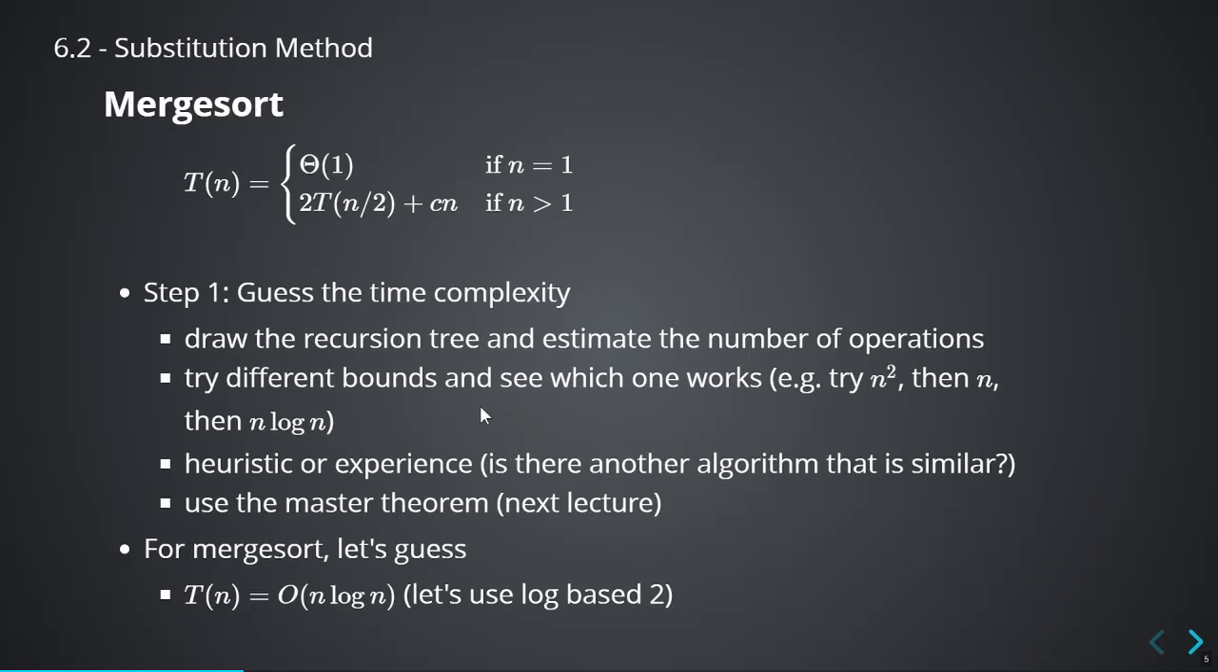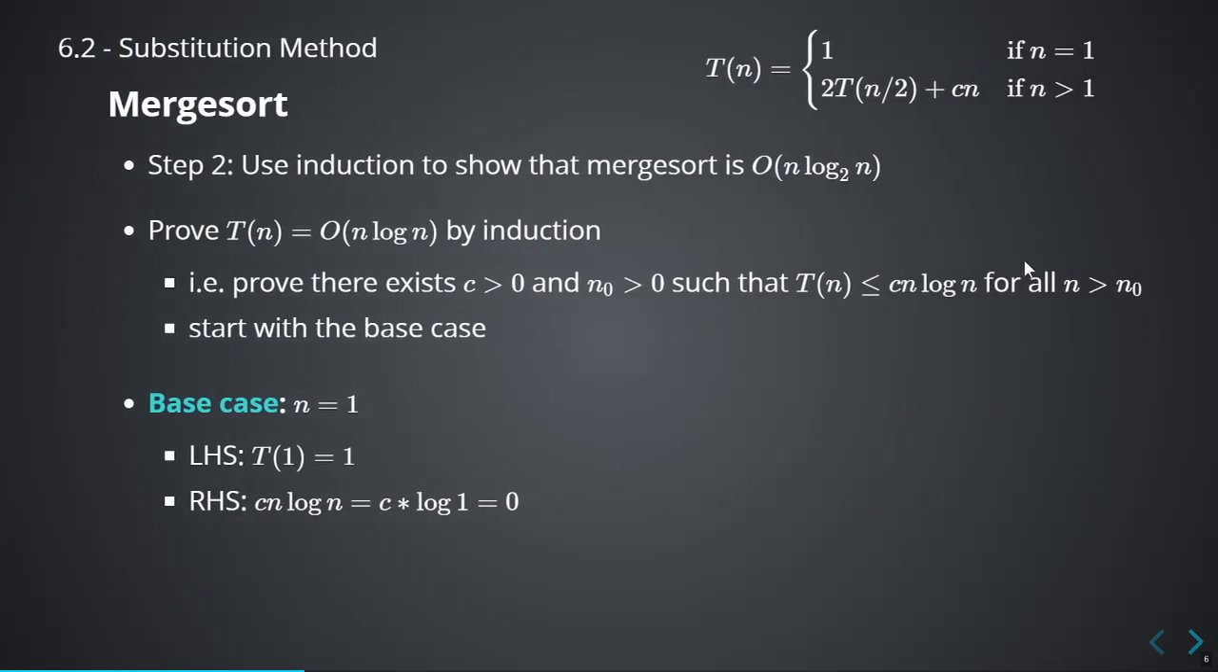So for our example, we're going to use merge sort again, because we know that's n log n. And this time we're going to use log base 2. I think I'm going to need that later on. But yeah, let's show again that merge sort is n log n. Okay, so how do we do this using induction?